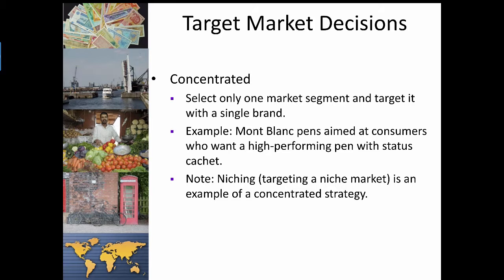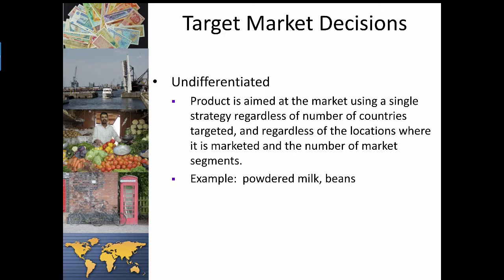Niching or niching, both terms are acceptable, is targeting a small market and is one particular example of a concentrated targeting strategy. An undifferentiated strategy is probably not really a strategy at all. In this case, the product is aimed at the market using a single strategy regardless of countries targeted, regardless of anything. And in that case, what we're usually talking about are things like commodities, beans, powdered milk. It really is not a targeted strategy at all.